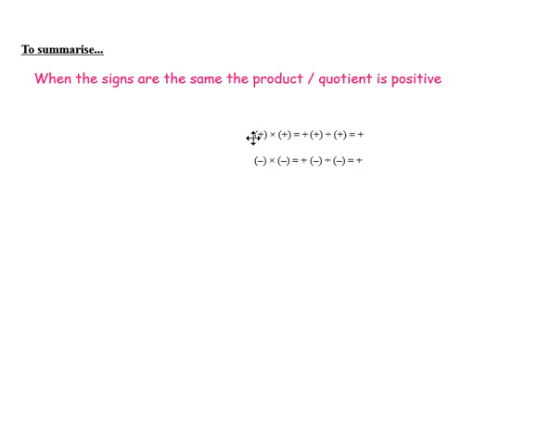To summarize, just as we've seen on the previous page, when the signs are the same, the product or the quotient is positive. So a positive multiplied by a positive, the result will be positive, or a positive divided by a positive, the answer is positive.